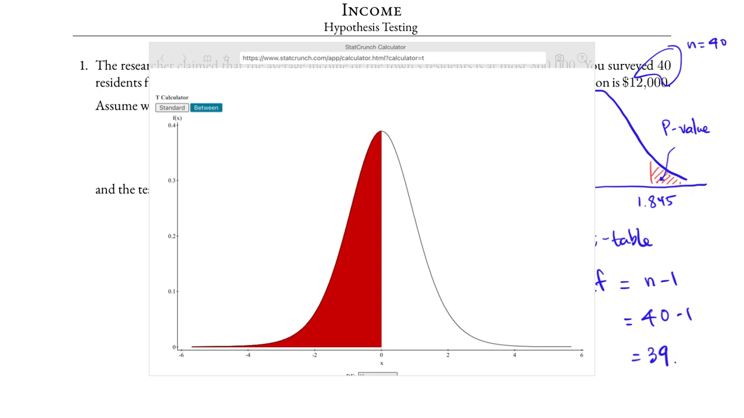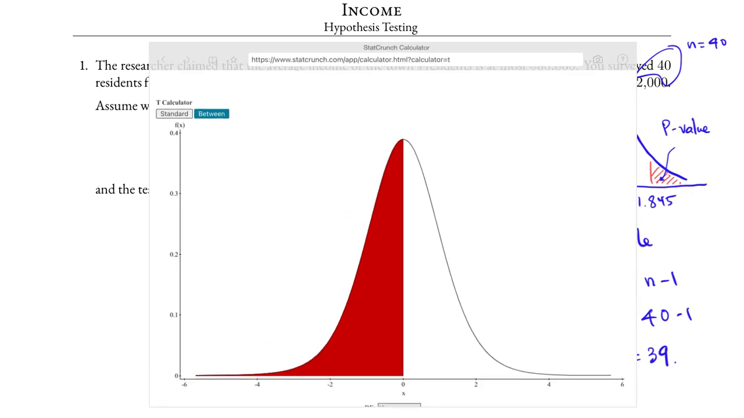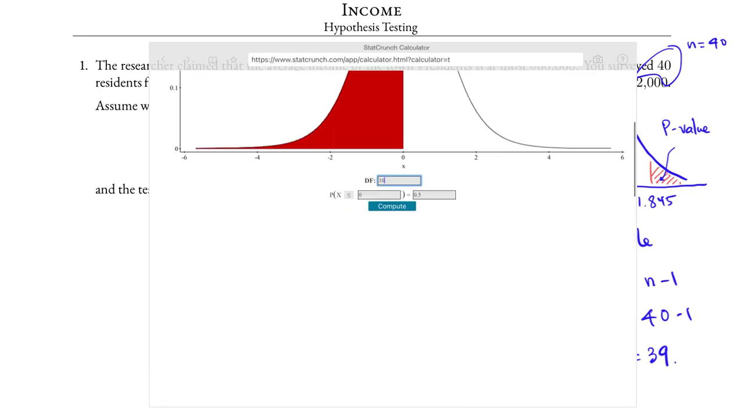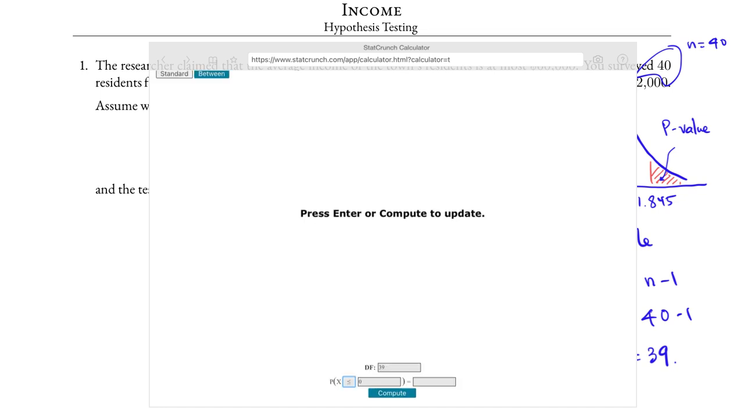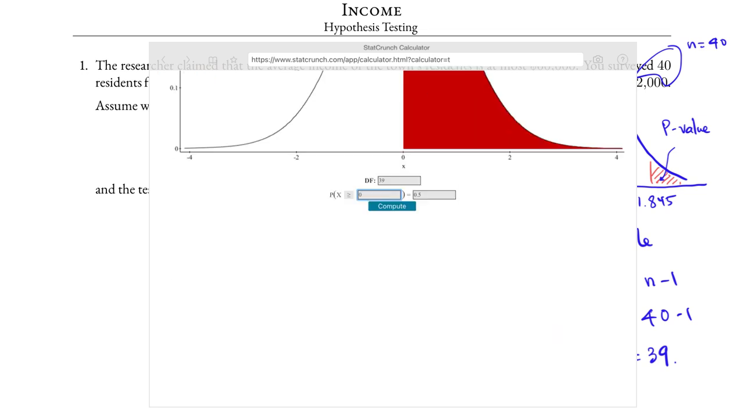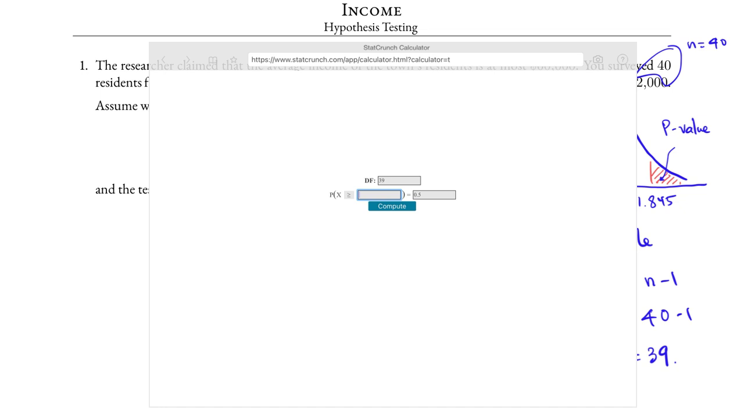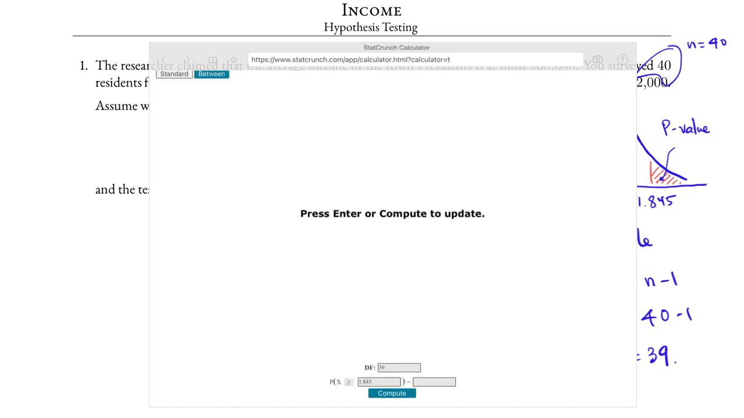If we pull up the free online StatCrunch t calculator, we will see this window. We will need to input the degrees of freedom, which is 39, and we will select the inequality greater than or equal to because this is the right tail test. We would also need to input the test statistic t, 1.845. What we're doing here is looking for the probability that the x value is greater than or equal to 1.845 with 39 degrees of freedom.